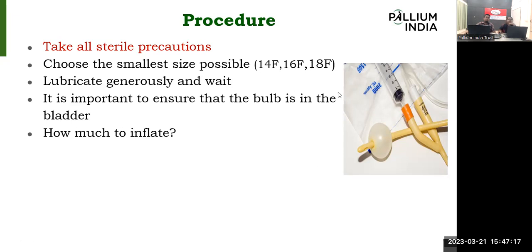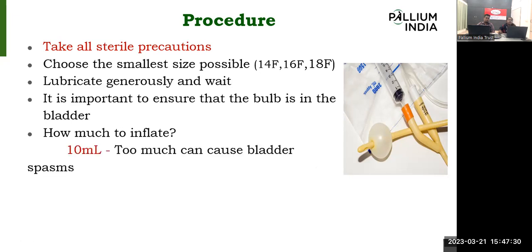Okay, so you can see that image. Here there is a bulb. This is a 10 ml capacity, 10 ml only. So if you use more than 10 ml, what happened? The bulb size will be increased, and that will touch the bladder mucosa, and the patients will develop bladder spasm.